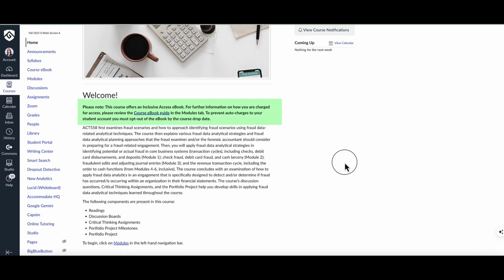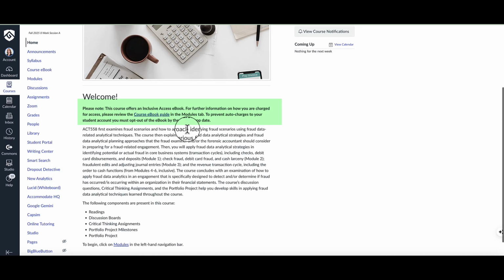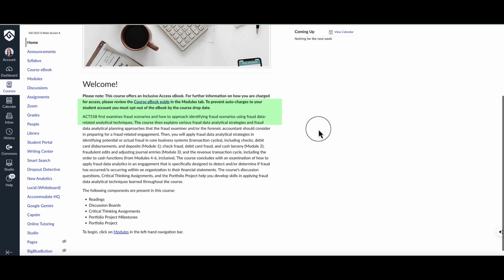Please note that this course offers an inclusive access ebook, so be sure to check out this course ebook guide in order to make sure that you can access it.